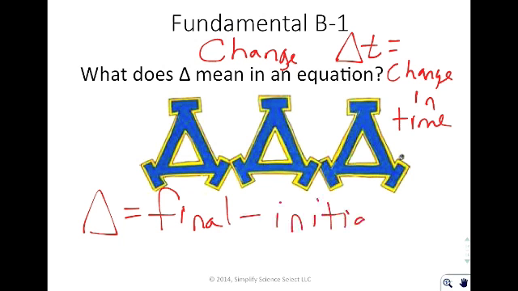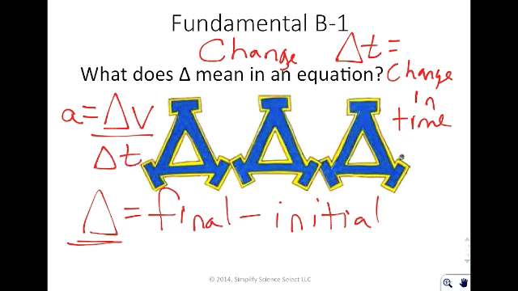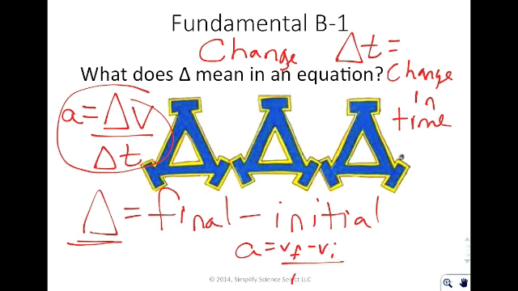So if you look at our equation, we have acceleration equals final velocity minus initial velocity. Well, that's the same thing as delta. So a lot of times you may see the equation written as a equals delta v over delta t. That is the exact same thing as a equals vf minus vi over delta t. They're the same thing. Delta means change, or final minus initial.